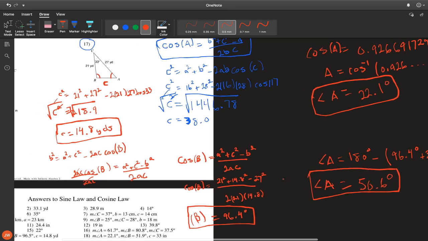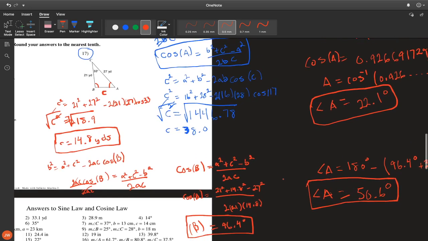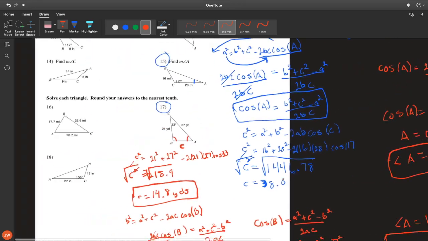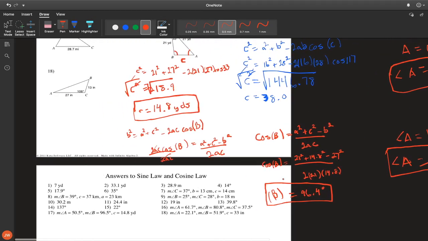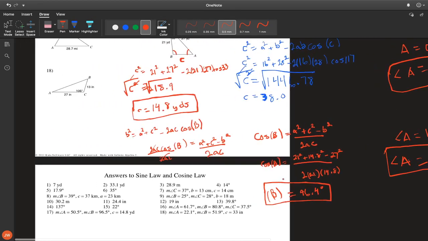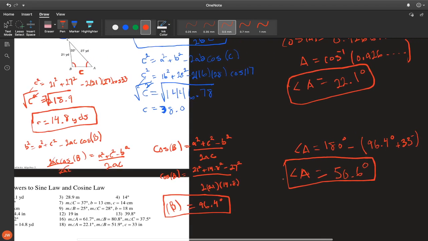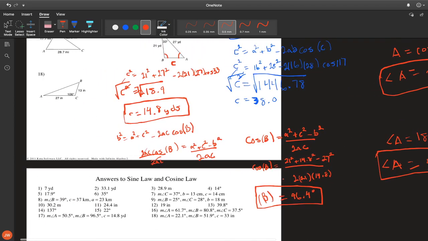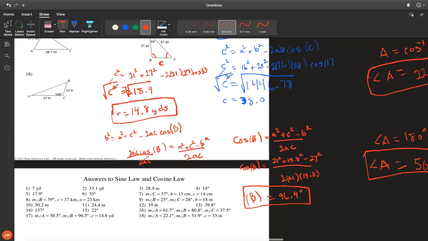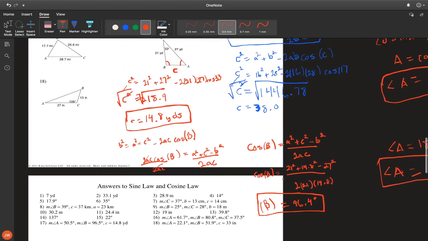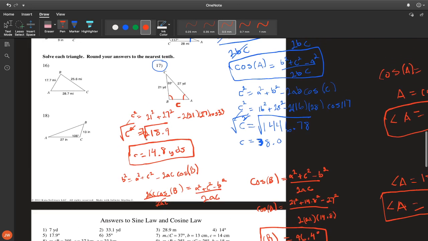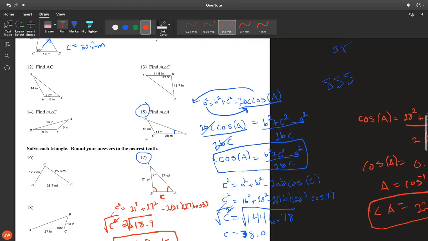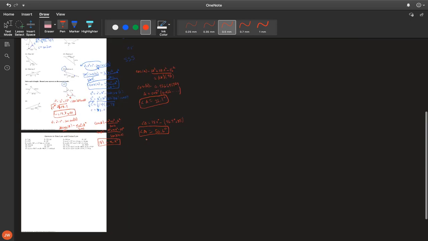Alright, so this was for number 17. So we can check our numbers. So 50.5, but just like I said, might have rounded differently. I got 50.6. Angle B, 96.5. I got 96.4. And they got 14.8 on C, like we just got. So it looks good. I don't think we made any mistakes.